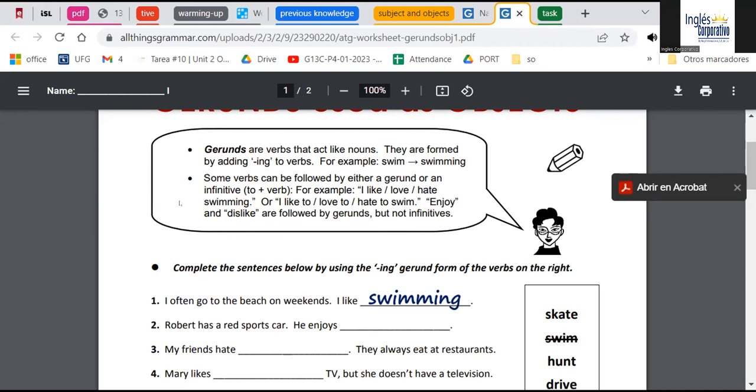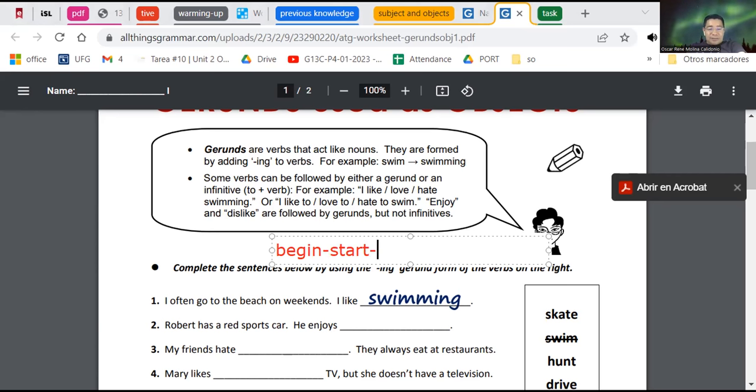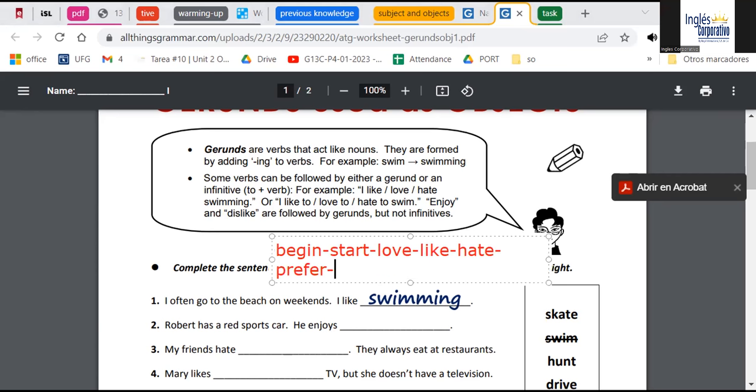And this like are below, followed. Followed. But not infinitive. Okay. Very good. So I want you to copy these words. Okay. Like, hate. Let's see. Prefer. And continue.